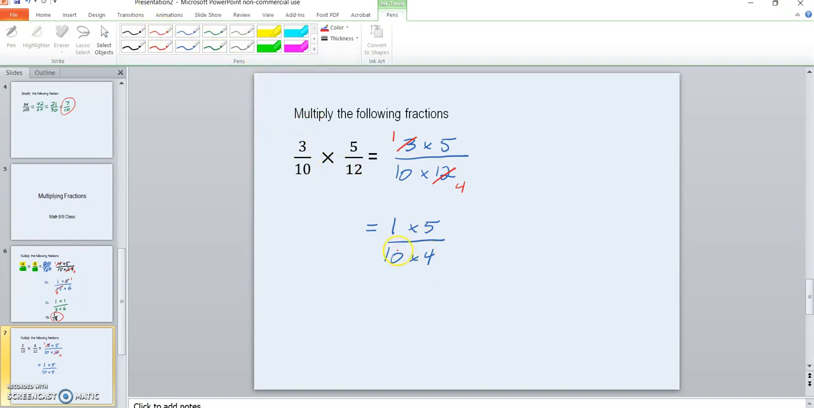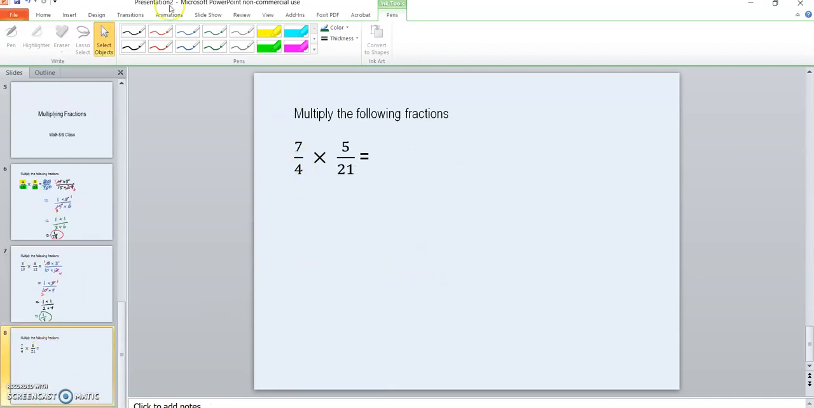And then I have to look at this again, and I can see that the 10 and the 5 can both be divided by 5. Which leaves me with 1 times 1 and 2 times 4. And at this point, nothing more can be simplified, so I can just multiply 1 by 1 and 2 by 4. And that's my final answer.